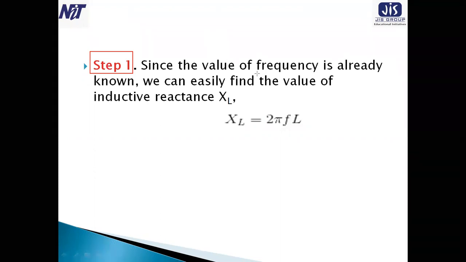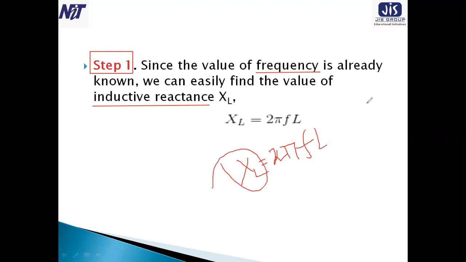Try to understand very carefully. Since the value of the frequency is already known, 50 Hz, we can easily find the value of the inductive reactance. Now the question is, what is inductive reactance? That is XL. Inductive means L, reactance means X, so XL. We can find the value of this XL, that is 2 pi f into L. If f is the frequency and the L value is given, you can easily find this XL. So that is step 1.